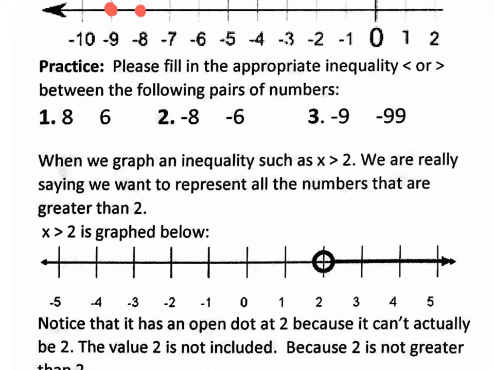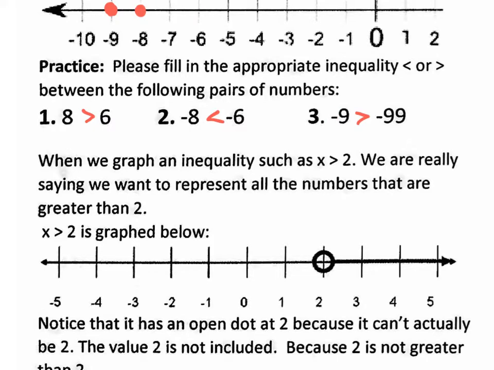Let's practice. I want you to hit pause. I want you guys to fill in the appropriate inequality symbols, either a less than symbol or a greater than symbol between the 8 and the 6, the -8 and the -6, and the -9 and the -99. Go for it. So there are our answers. Again, the Pac-Man always wants to eat the bigger value. 8's bigger, -6 is bigger because it's closer to the positives. -9 is bigger because it's closer to the positives. So that's how we get those inequalities.